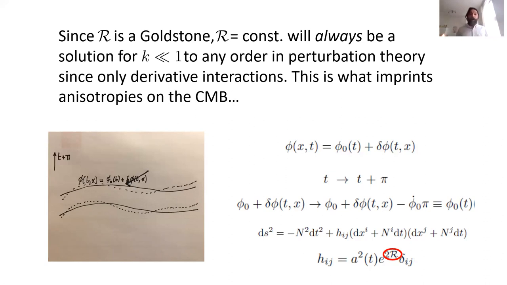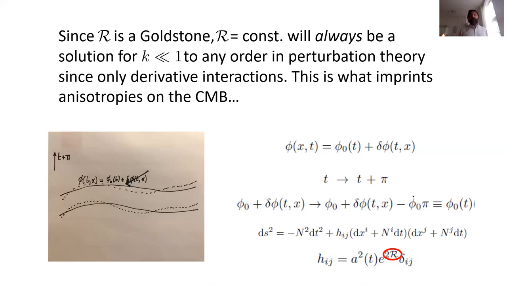Nevertheless, there's only one Goldstone. And the reason for this is that it's a bit more complicated. There's this phenomenon called the inverse Higgs mechanism, et cetera, and this was worked out by a bunch of Russians in the 70s, and I can give you the references if you're interested. It's a fascinating subject. But for the purposes of this discussion, what we need is that this curly R is a Goldstone.